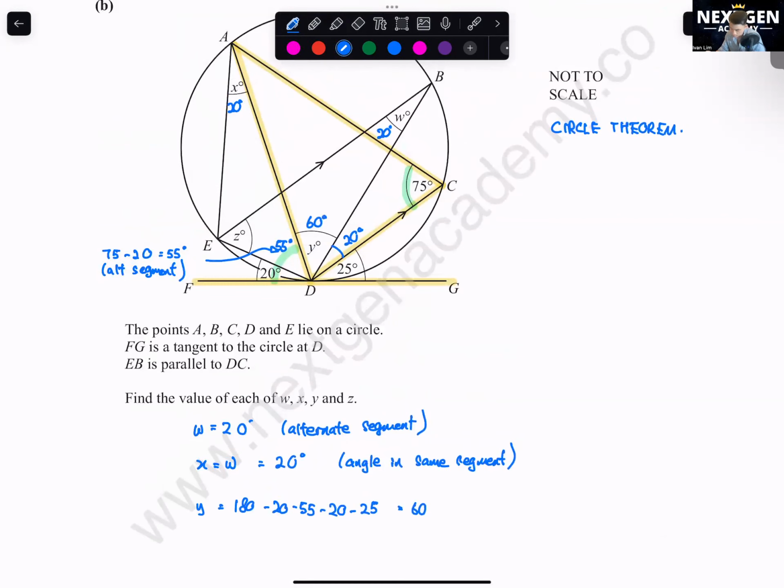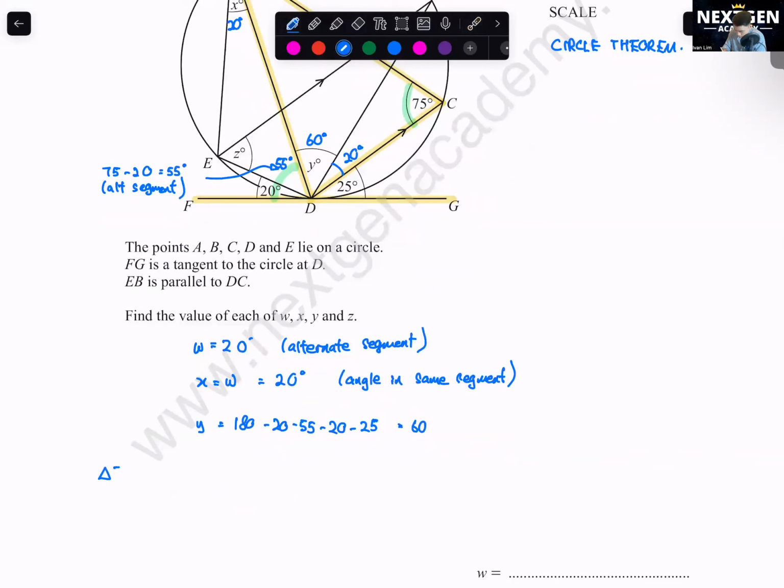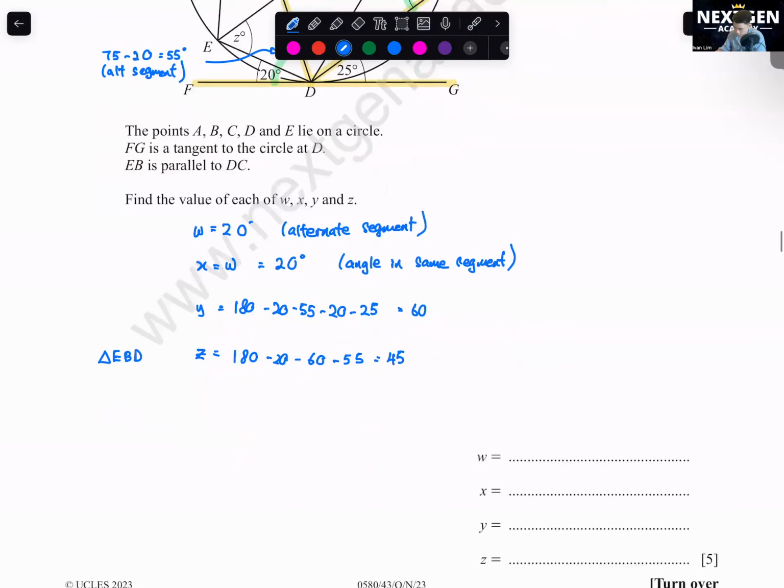60 degrees. Okay, one last final one. Z, I'm going to use triangle EBD. Z is 180 minus 20 minus 60 minus 55. So you get here 45 degrees. Okay, so the answer: 20, 20, 60, 45.